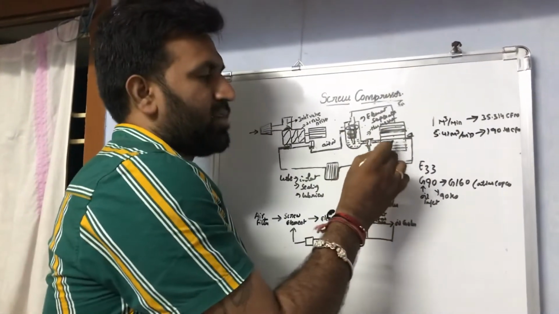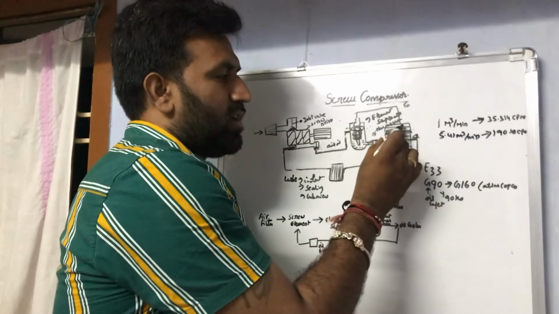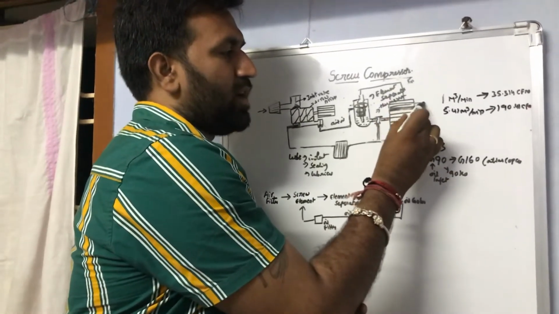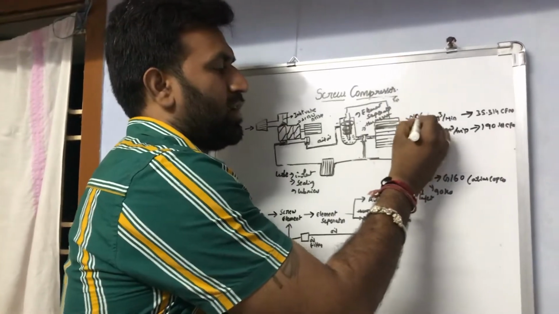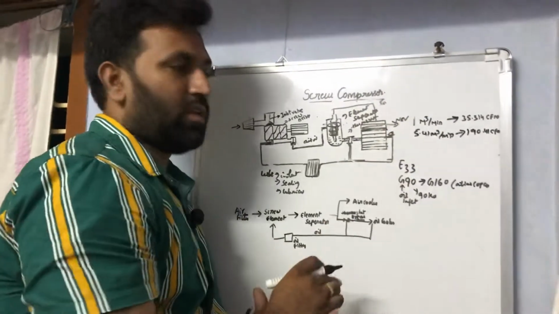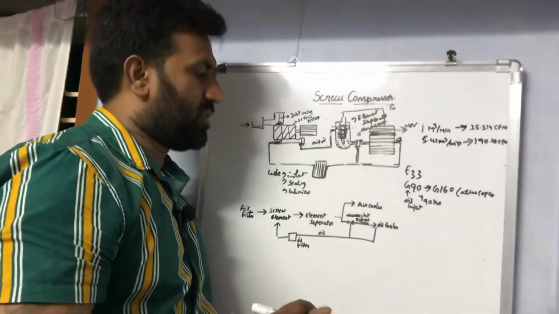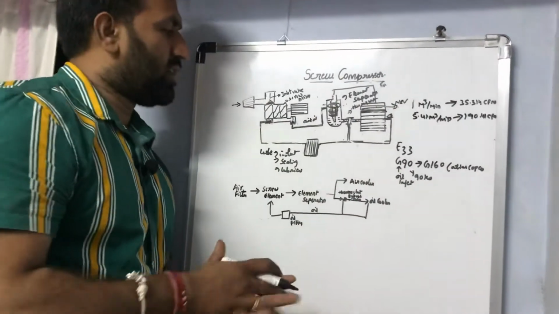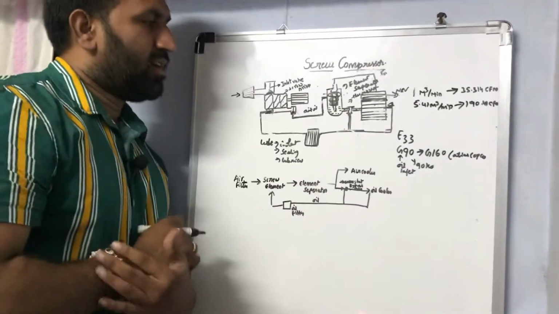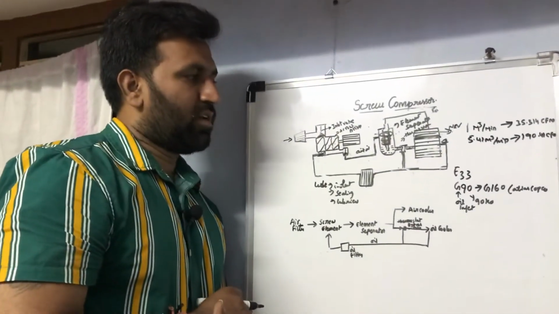In air cooled compressors there is a fan over here where air gets cooled and passes outside. There is an NRV over here, and the air passes through the dryer and is used for industrial applications. Now I am going to explain why the air filter is used, why screw drives are used, and why the element separator is used, and how it is used.